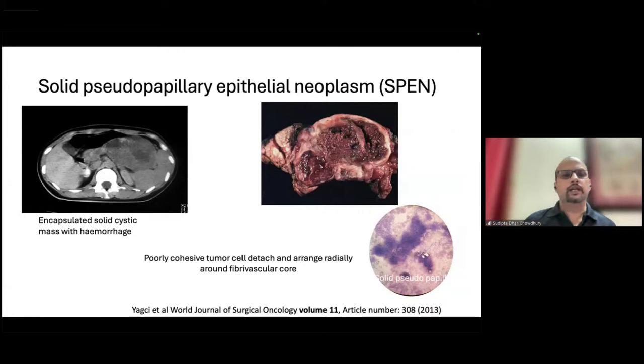Another lesion that we would like to discuss here is the solid pseudopapillary epithelial neoplasm, which is also called a SPEN. This consists of an encapsulated solid cystic mass. So it is predominantly a solid mass with cystic areas which are generated because of hemorrhage within the lesion. As you can see, there is a distinct hemorrhage. They consist of poorly cohesive cells which detach and arrange radially to form a pseudopapilla.